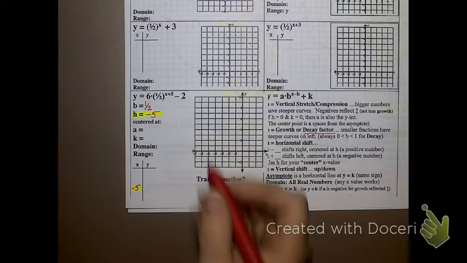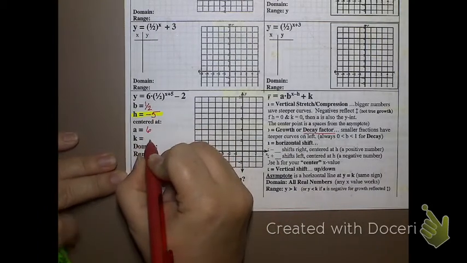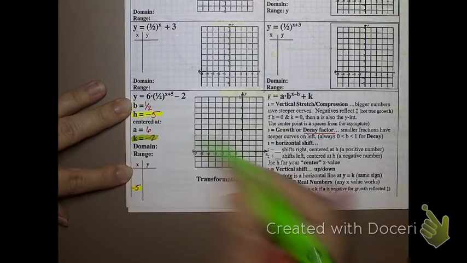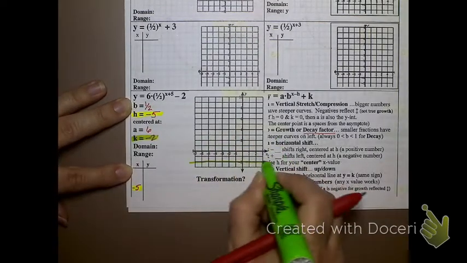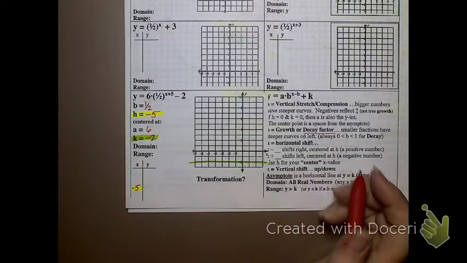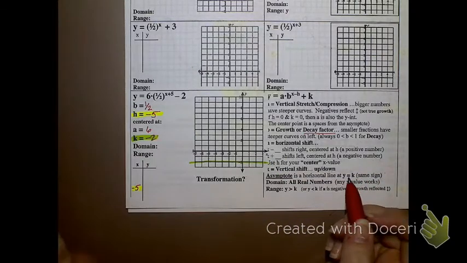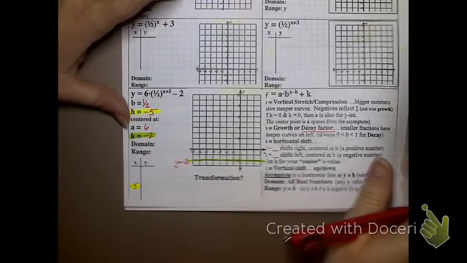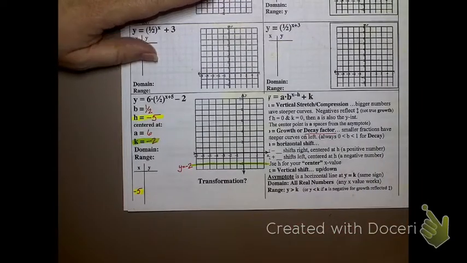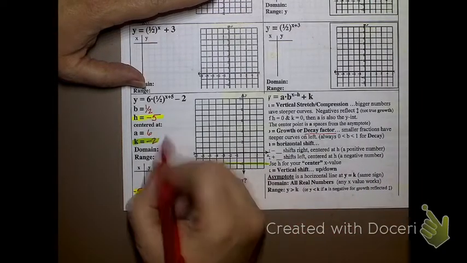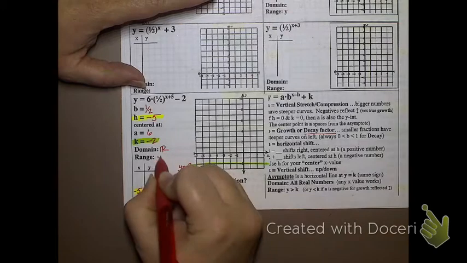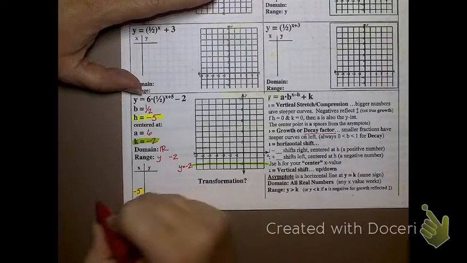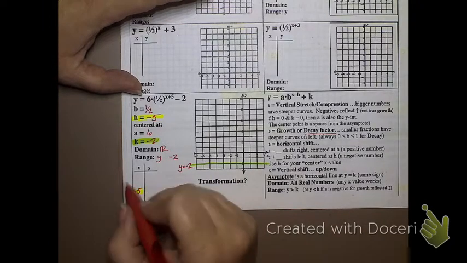And then what's a? 6. What's k? -2. That's going to tell me what? That's where the asymptote is going to be. Yep. So, there's no place to write my asymptote, but my asymptote is y equals -2. What's my domain going to be? All real numbers. My range is going to be y is either greater than or less than -2. Can anyone tell me if it's going to be greater than or less than?